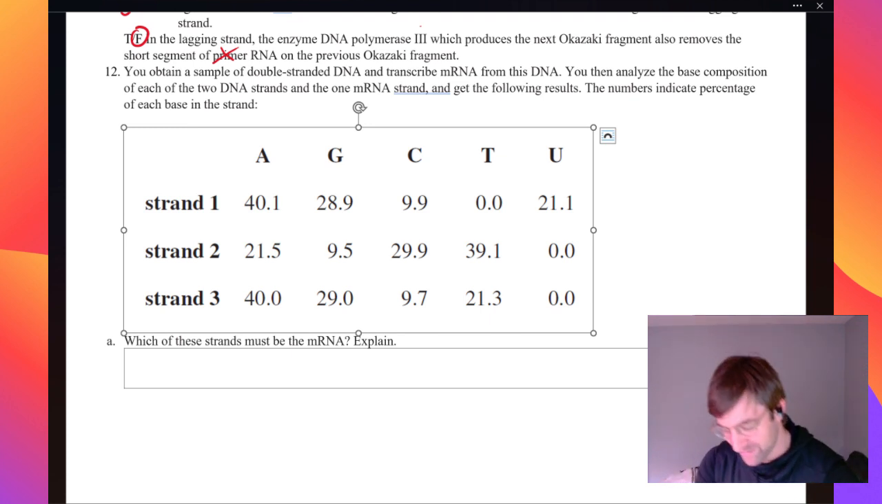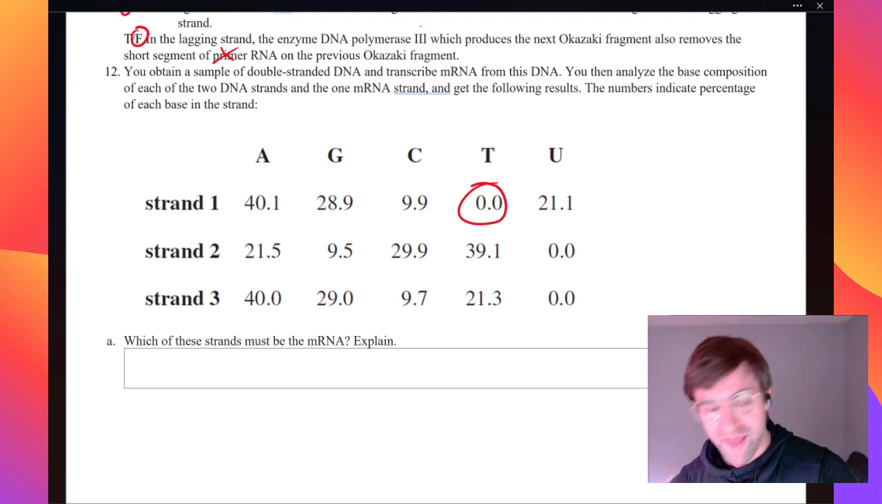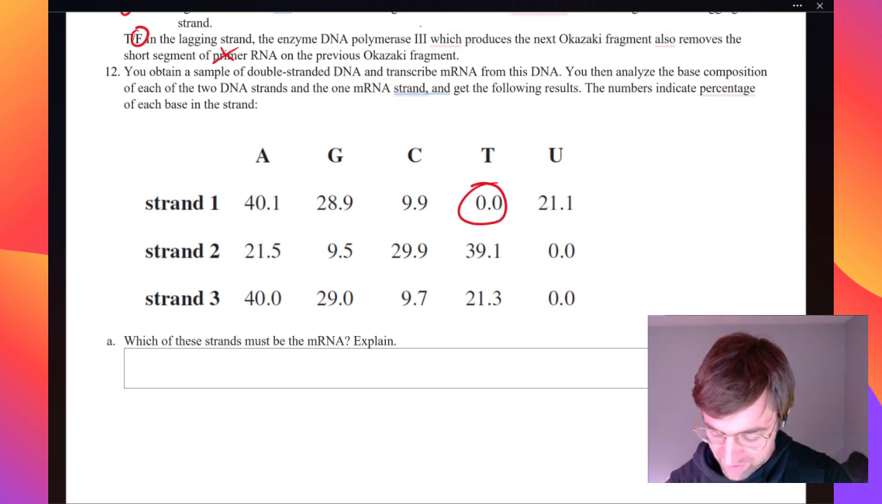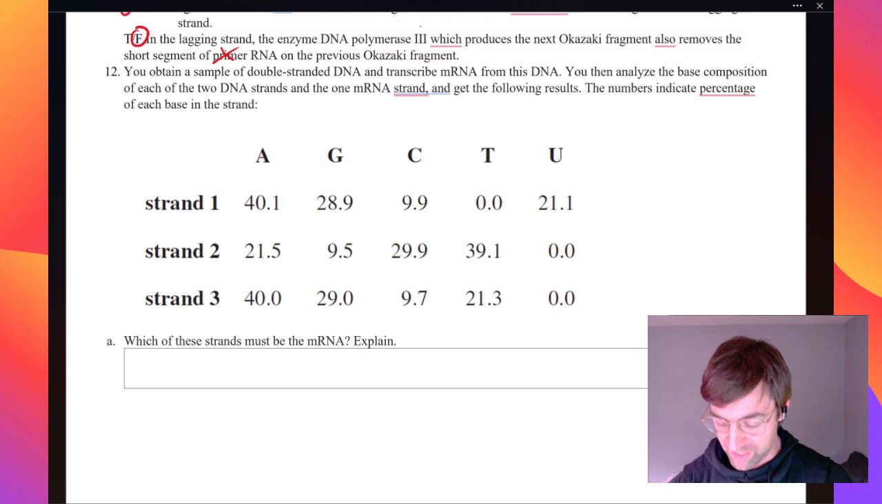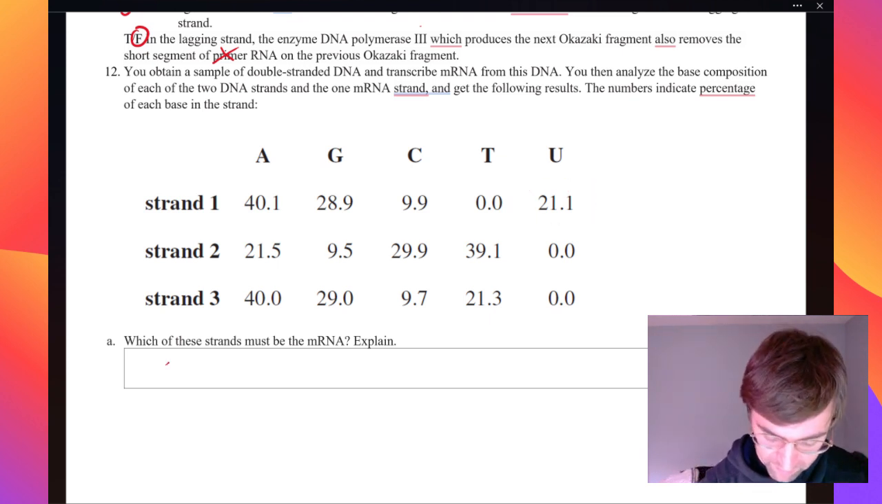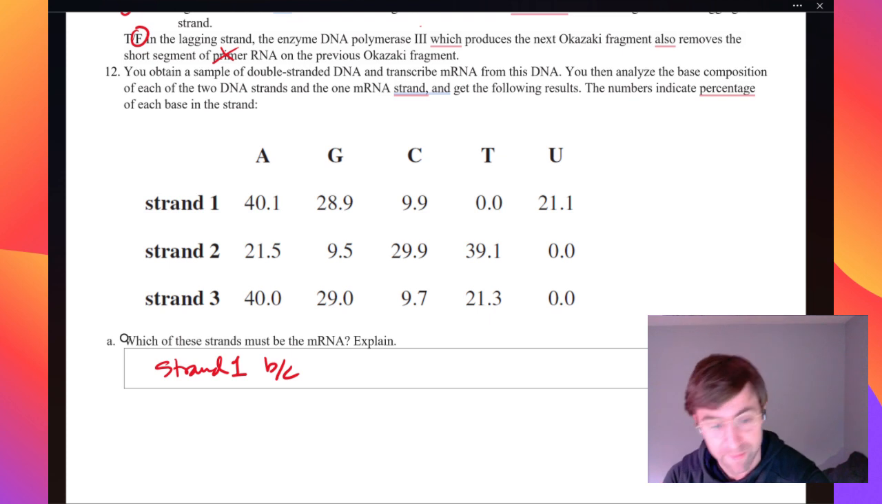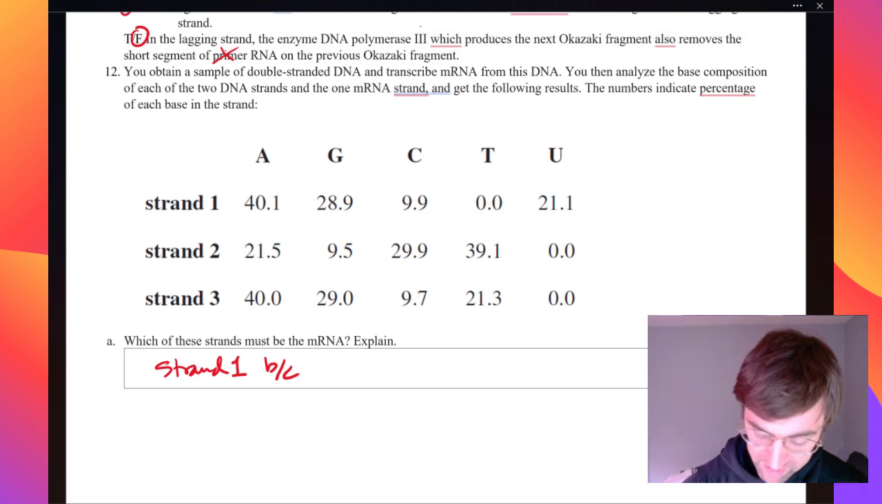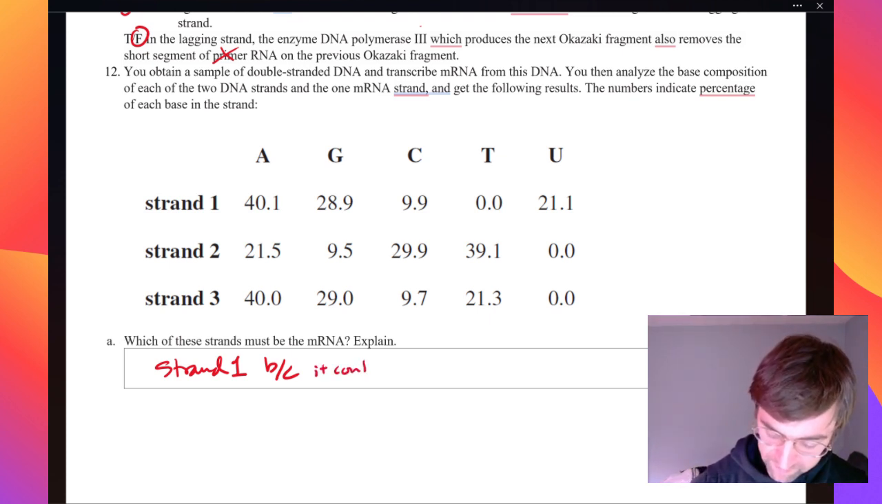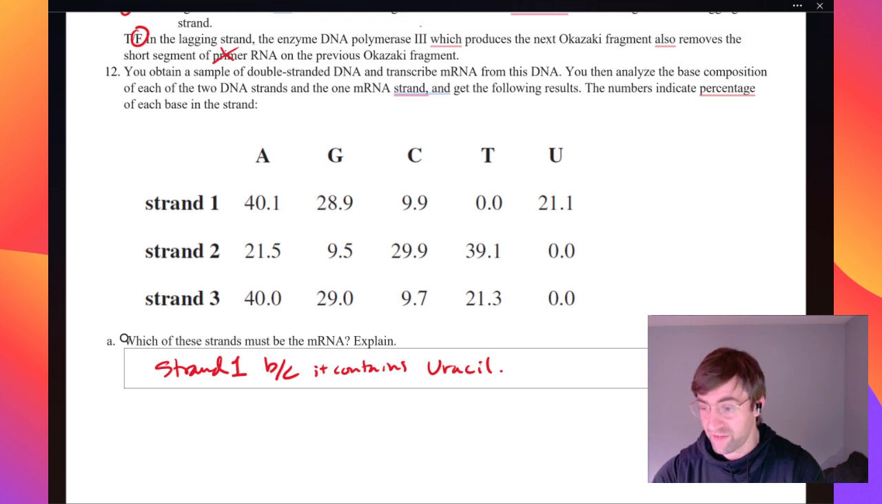Remember earlier when I couldn't remember the name thymine? mRNA cannot produce thymine. It is not composed of thymine. It's composed of uracil. So strand 1. Strand 1 must be mRNA because it contains uracil, which is only found in RNA.